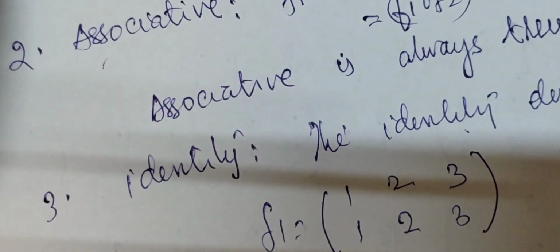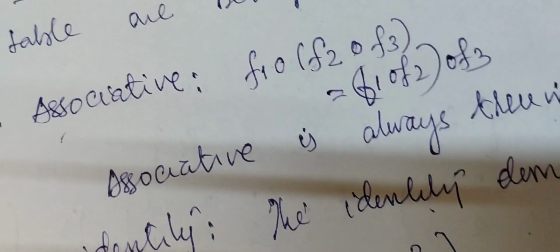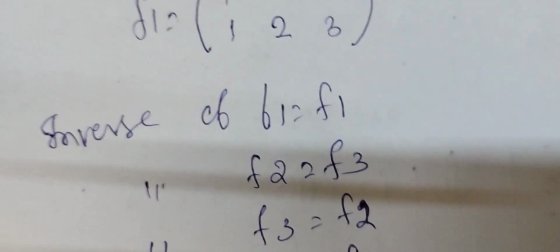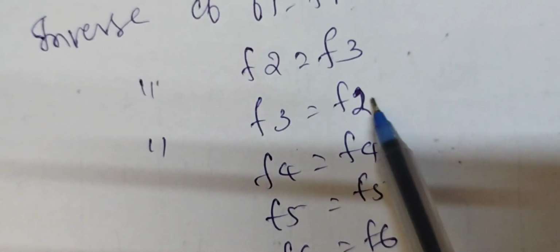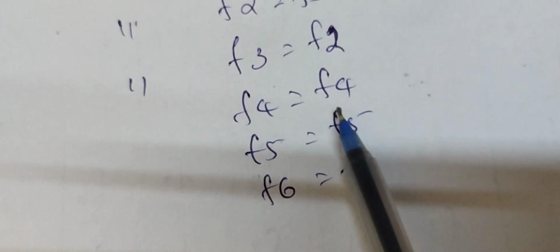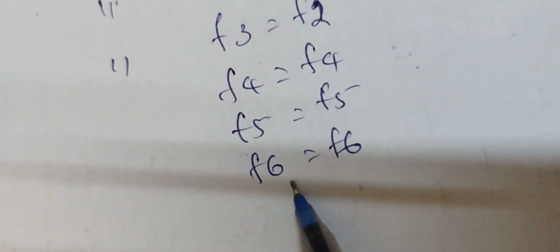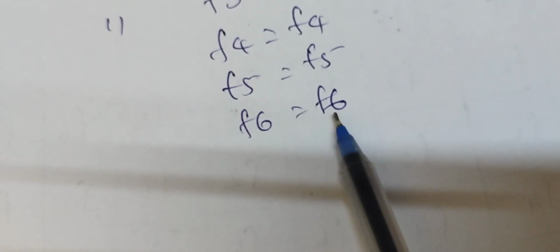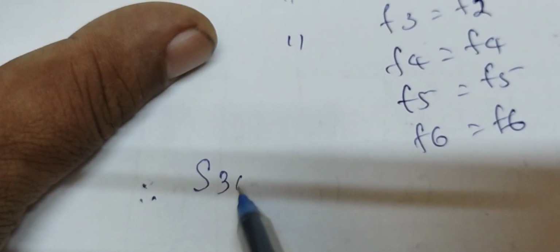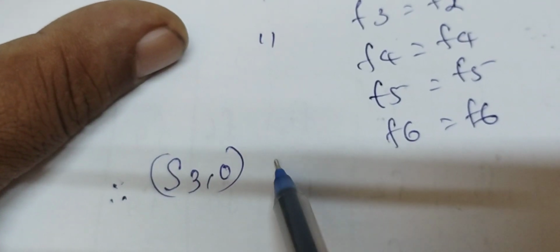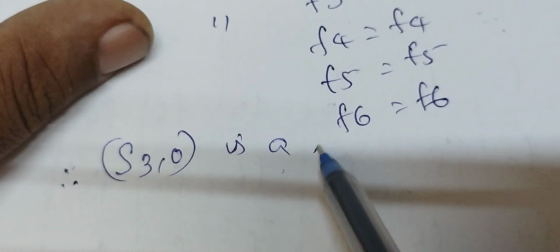Therefore, in this way, we can write the inverse of F1 is equal to F1, F2 is equal to F3, inverse of F3 is equal to F2, F4 is equal to F4, inverse of F5 is equal to F5, and inverse of F6 is equal to F6. So this you should write for this answer. Therefore S3, composition is a group.